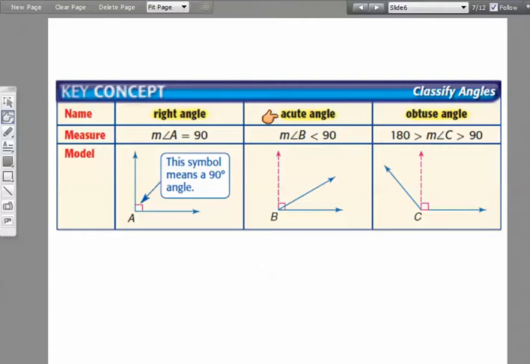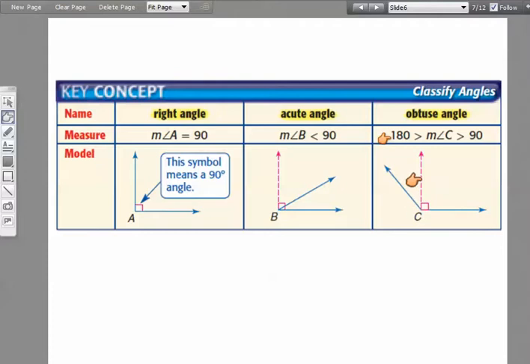So, an acute angle, it's cute. It's so little, it's cute. That's the way I always think of it. That means that its measure is going to be less than 90 degrees. Then you have an obtuse angle. Its measure is greater than 180, less than 90.